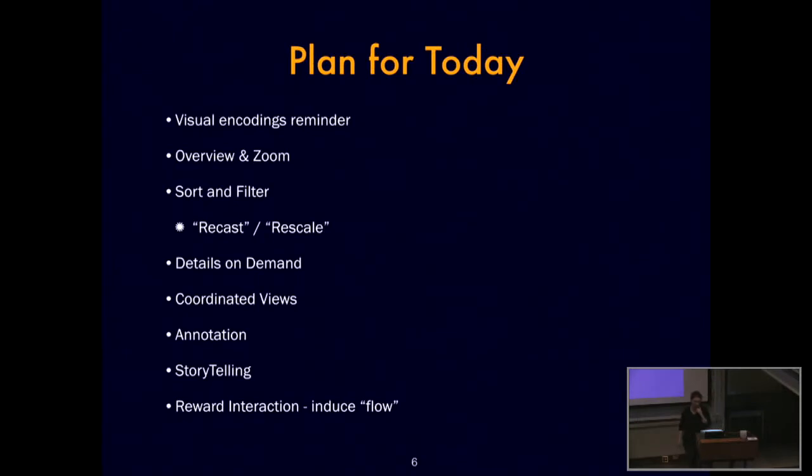So these are the things I'm going to hit on. The visual encodings, which I went over last year, and I'm going to briefly remind you about if you weren't there. Overview and zoom, sort and filter. I'm going to add in recast and rescale as related to sort and filter, which could probably use a snappier label. Details on demand. Coordinated views, annotation, storytelling, and this flow concept that I just mentioned before.